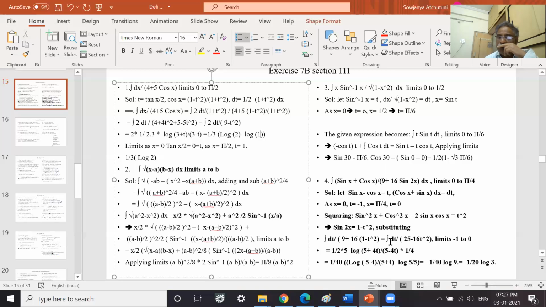So when I first substitute 0, I get 1 by 40 log of (5 plus 4t), with t is 0. So log 5 by 5, log 1 gets cancelled. Now I put minus 1, log of (5 minus 4) by (5 plus 4), so this is becoming 0.